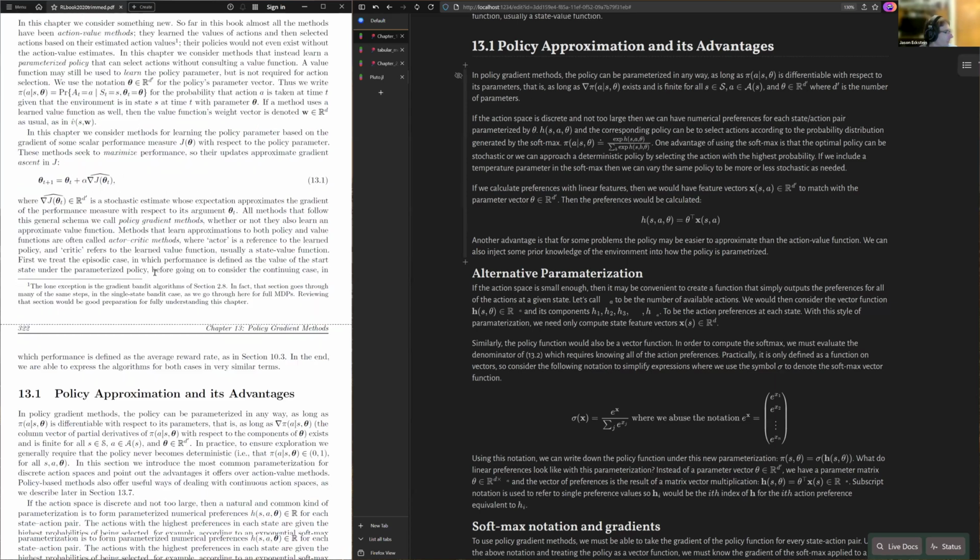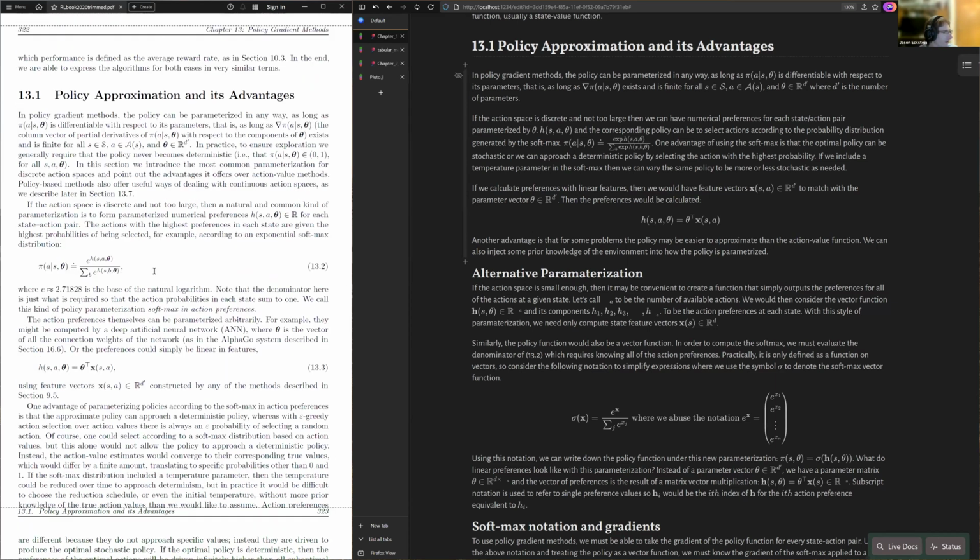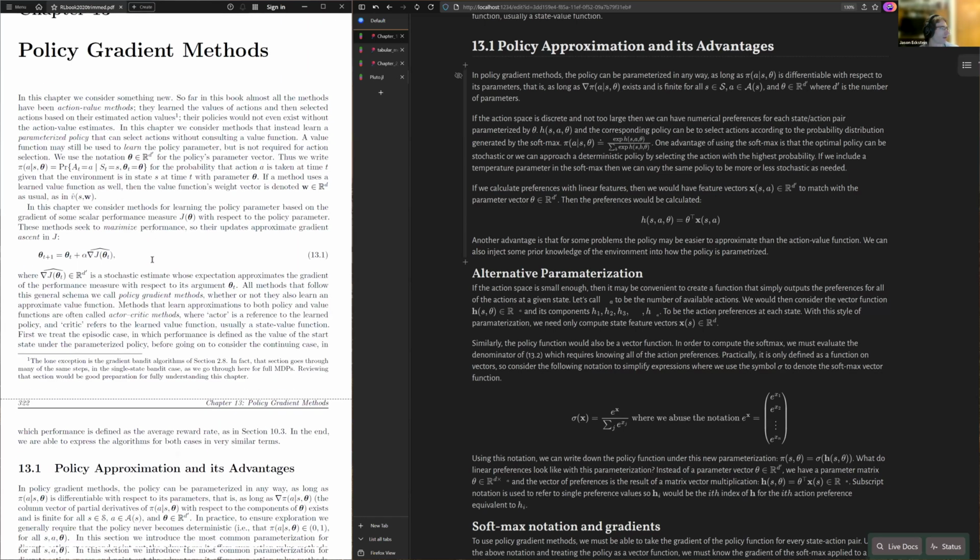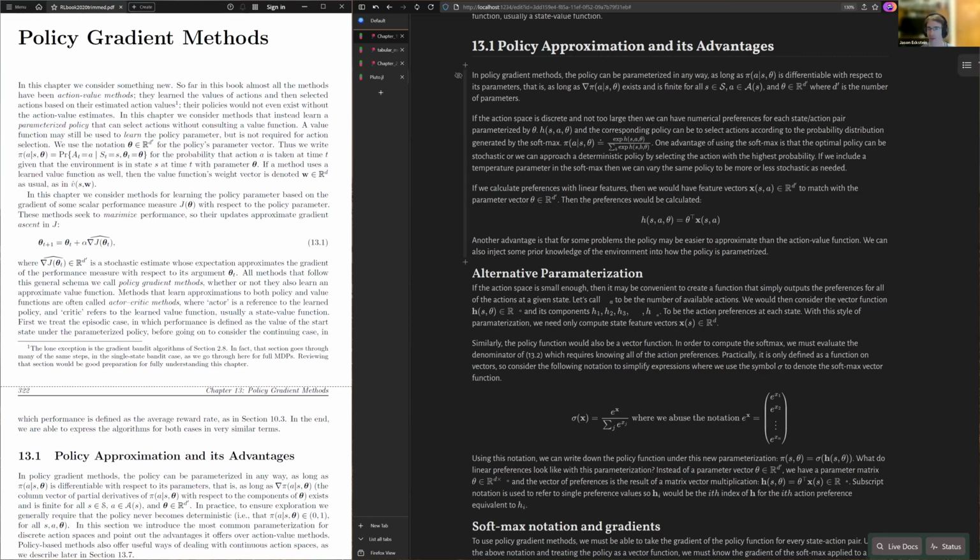There's also a discussion here of the advantages of this method. One, I already mentioned that the policy improvement theorem doesn't even work in theory for function approximation. So we'll see that we actually have a theorem in this case that does have some guarantee of improvement for the policy.